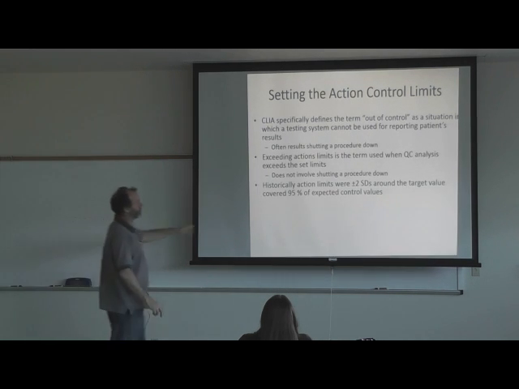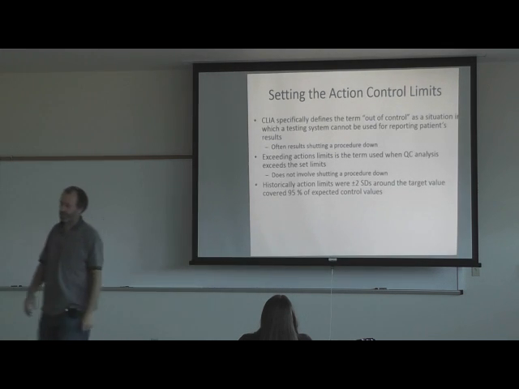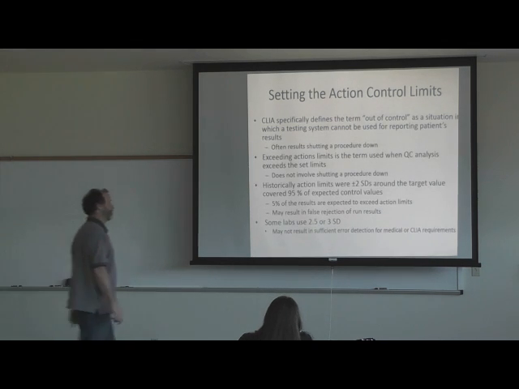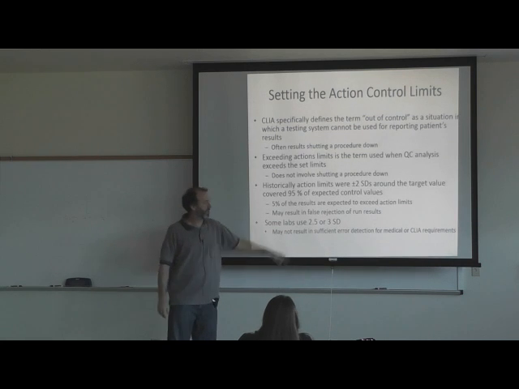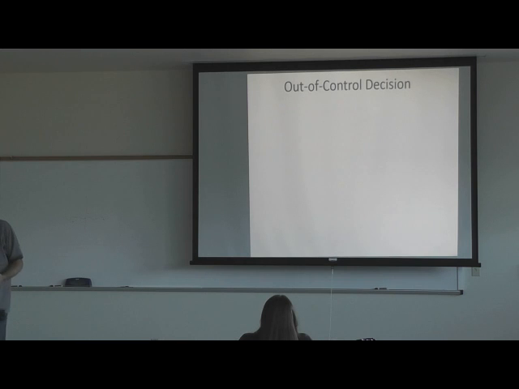So, historically, action limits are set plus or minus 2, which covers the 95% of expected control values. 5% of the results are rejected, and this may result in false rejection runs. Some labs will use 2.5 or 3, but when you go this high, it may not result in sufficient error detection for medical or CLIA requirements. So, out of control decisions.